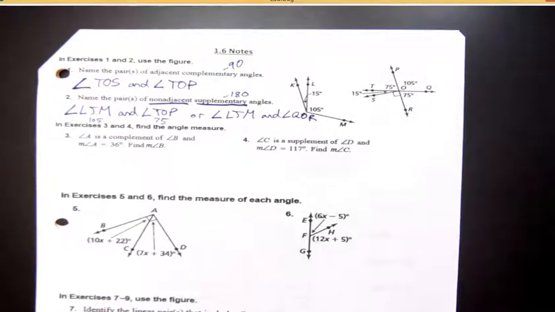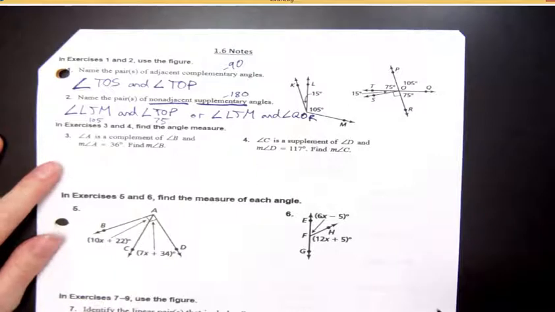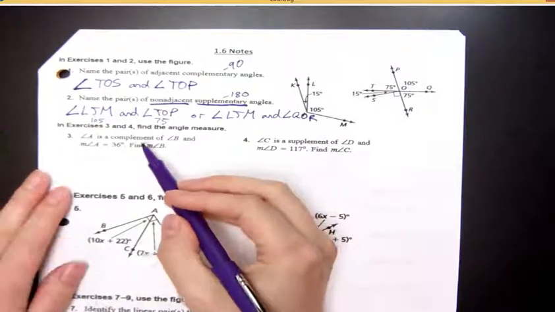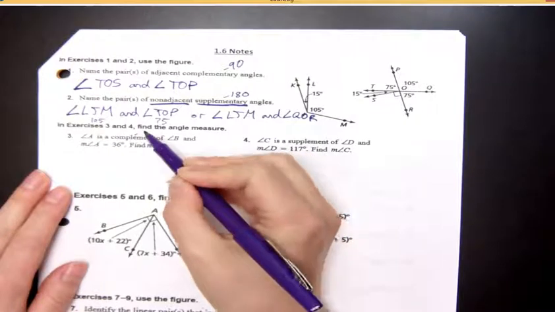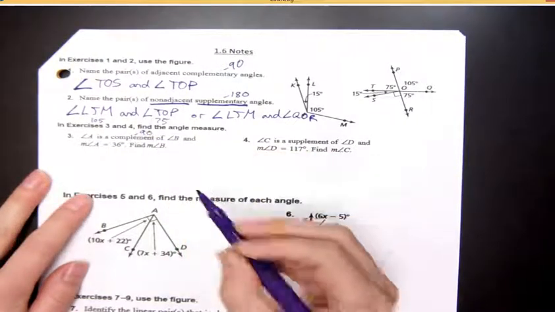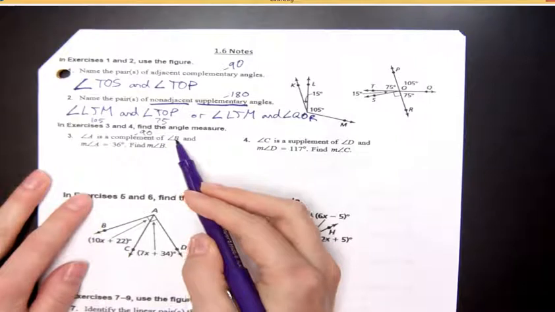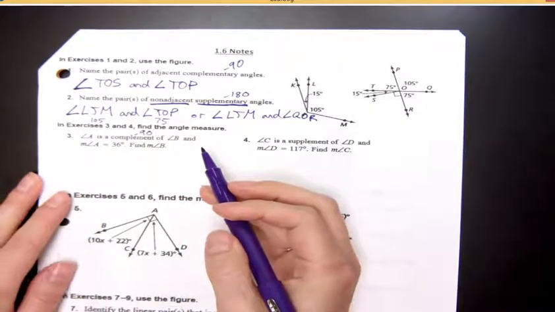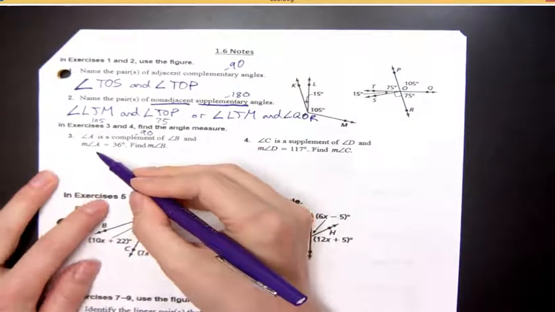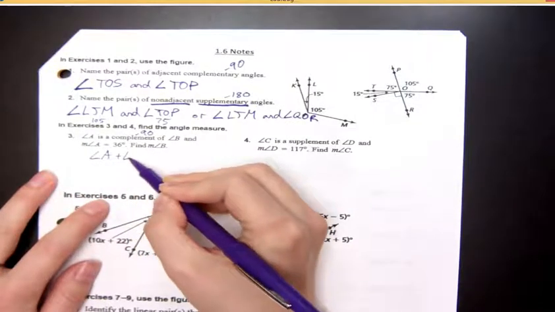So then the next step is to find the measure of an angle. A complement adds up to what? 90, right? And so if A is a complement of B, what would our basic equation be? A plus B equals 90. So angle A plus angle B equals 90.